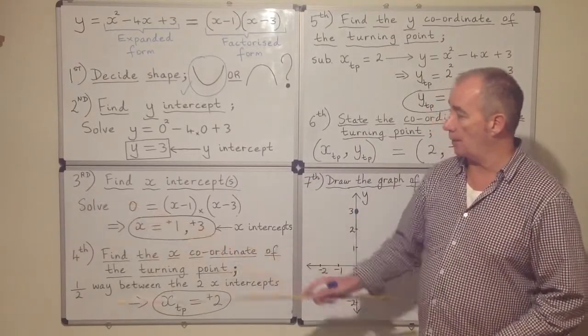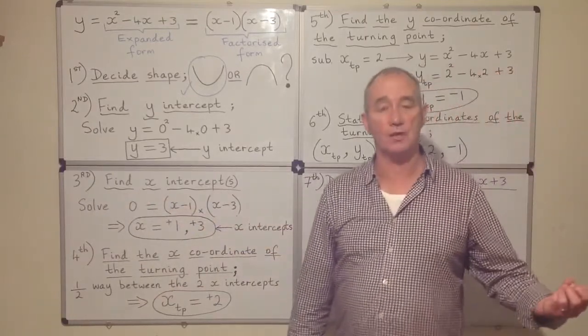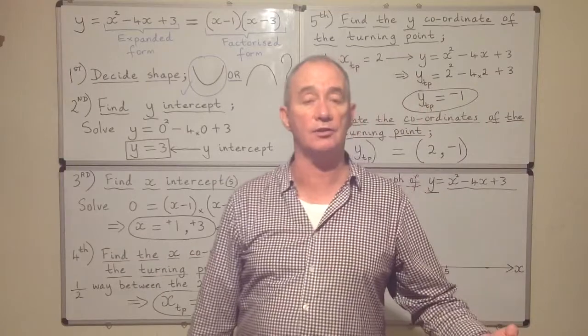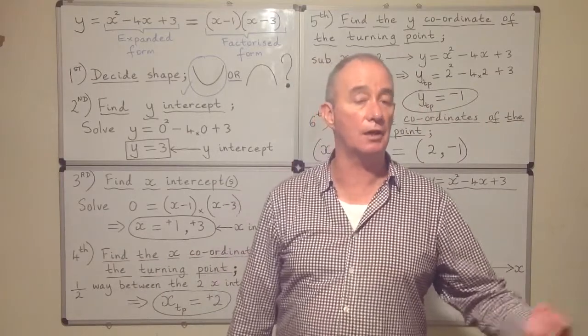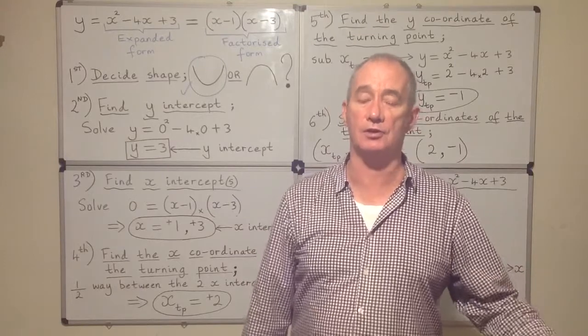On to the third step. Find the x-intercept or intercepts. Remember, some quadratic equations have no x-intercepts, some have one x-intercept, some have two x-intercepts. This one turns out to have two x-intercepts.